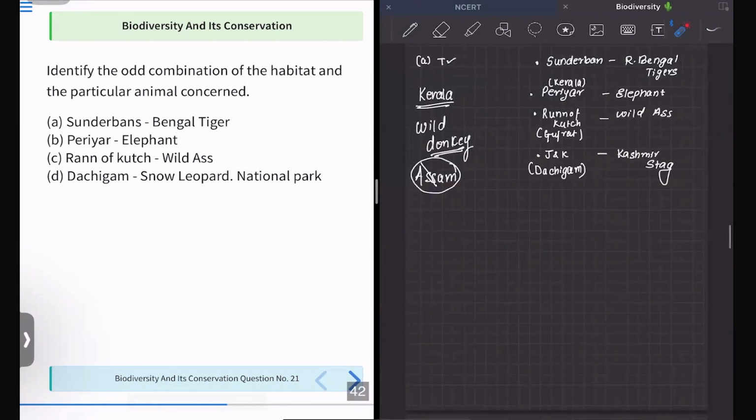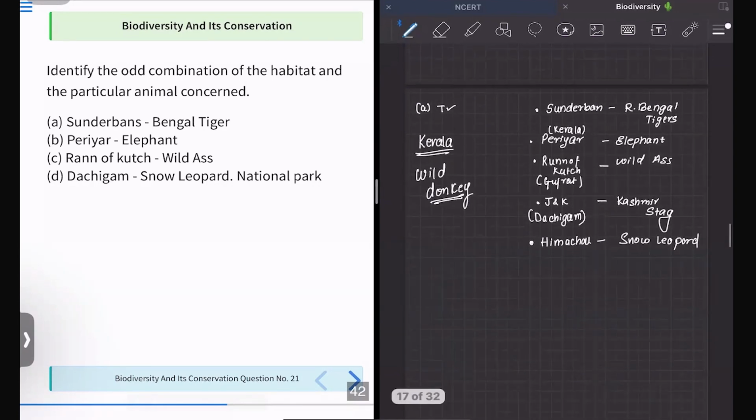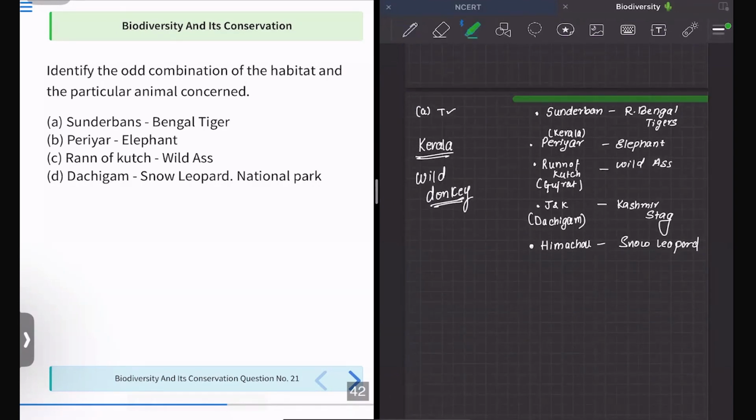Now, in the question, they have asked us about snow leopards also. So it is wise that you also know where the snow leopards are found. Snow leopards are actually found in Himachal Pradesh. I am going to write that also. Himachal, we have snow leopards. Okay, I hope it is clear. And you have made this table. Let's just mark this table. If we get further questions where such concepts are involved, we will come here and add those names in our list so that we have a table and a list ready for us whenever we want to revise it.